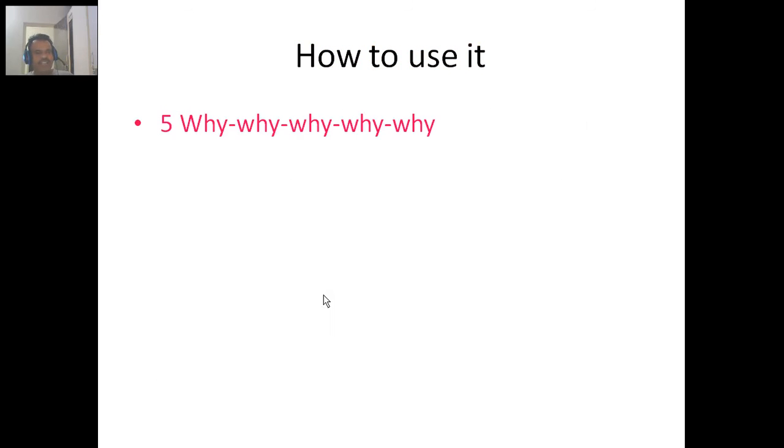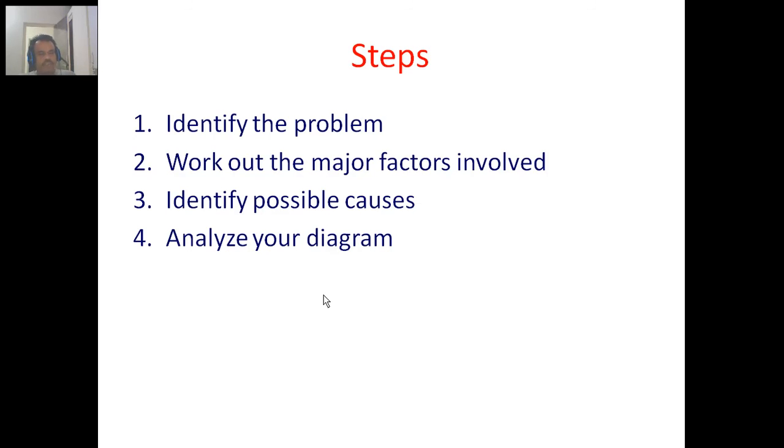Now to summarize this, a simple trick is ask 5 times why, and why, and you'll come to some kind of conclusion about what the possible causes are. So the trick here is 5 times why. Now let's go into the steps. First is identify the problem, work out major factors involved, identify possible causes, and analyze your diagram.